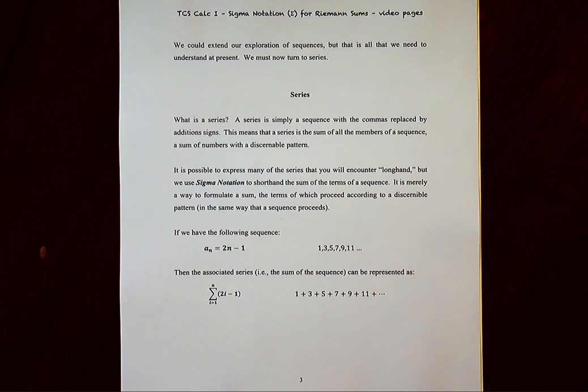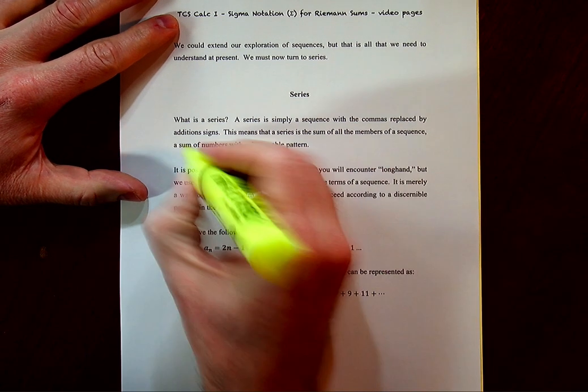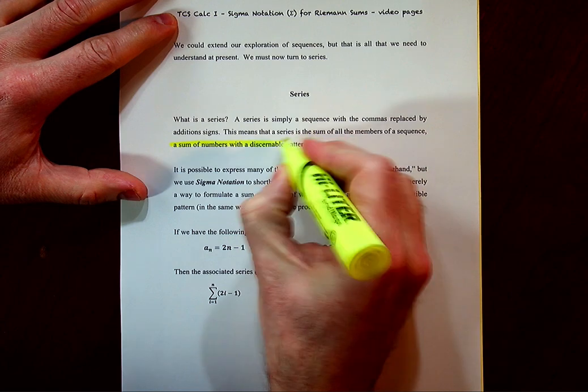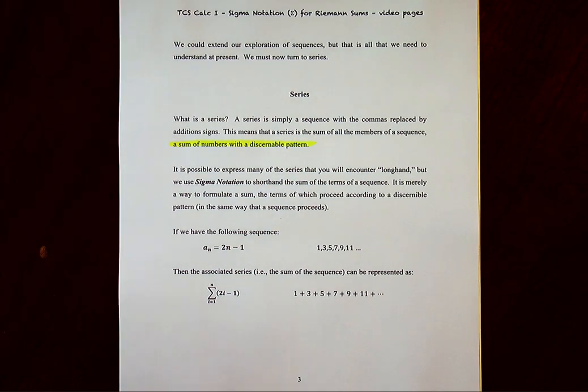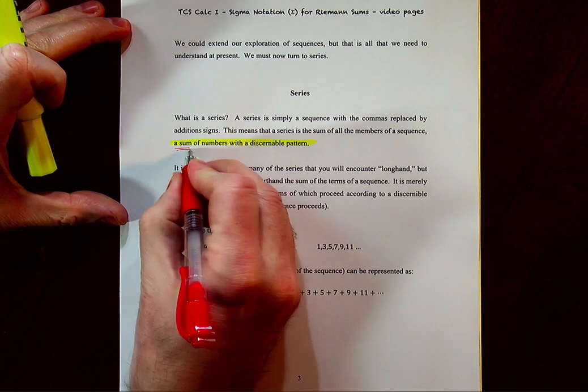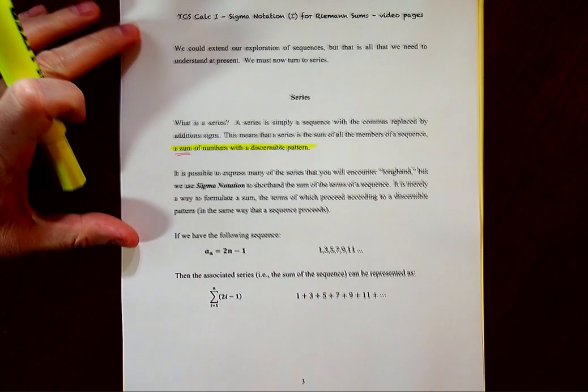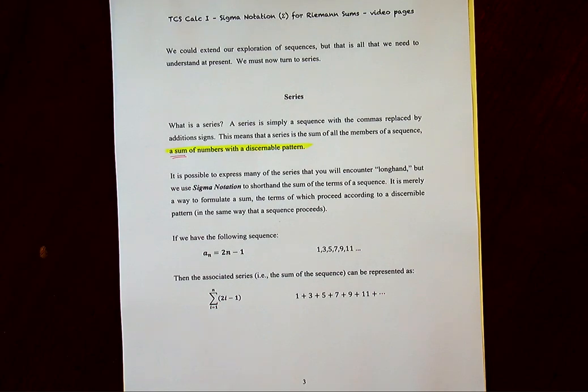So, we could extend our exploration of sequences, but that's all we really need in order to move on to series. Now, what is a series? Well, a series is simply a sequence with the commas replaced by addition signs, meaning that a series is the sum of all the members of a sequence, or a sum of numbers with a discernible pattern rather than a list of numbers with a discernible pattern, right? A sum. Now, it is possible to express many of the series that we encounter longhand, right? Meaning that you can actually list them out as a really long sum.